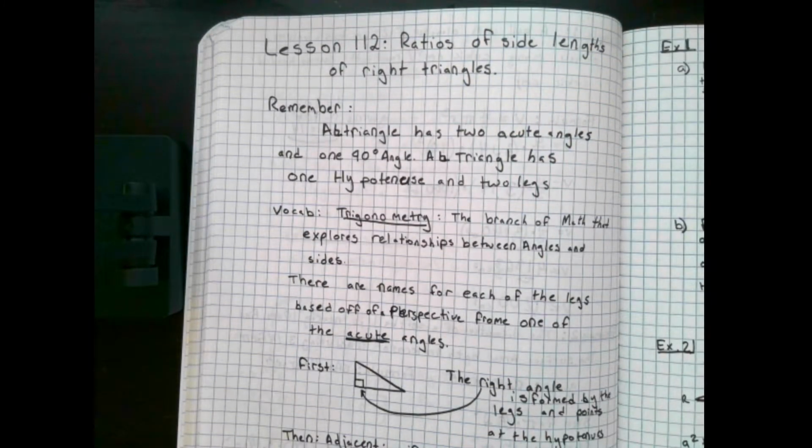Welcome to Saxon Math, Course 3, Lesson 112, Ratios of Side Lengths of Right Triangles.